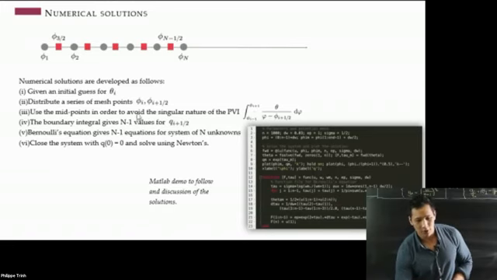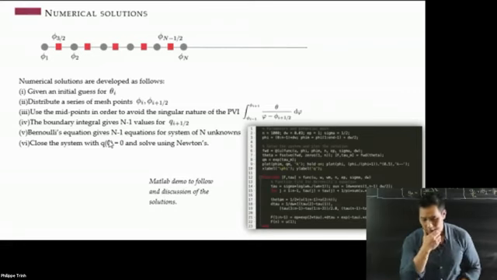Okay, so the boundary integral gives us n-1 values for q at the midpoints, using the values of theta. Bernoulli's equation gives us n-1 equations, and we have a system of n unknowns, and you can close the system with the condition at the origin.